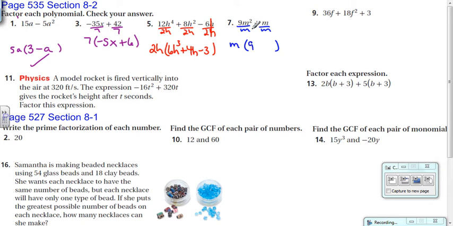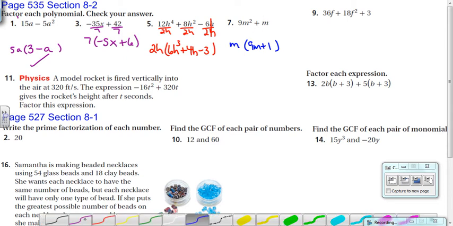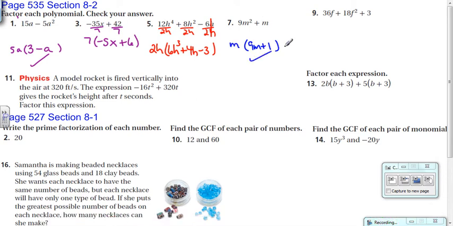M squared divided by m is going to be m to the 2 minus 1, which is m. And a number divided by itself, m divided by m, is 1. So every time you cancel, everything cancels into being 1s. It's just typically we don't write the 1s, but they truly are 1s. So just to double check, if I actually distributed on my answer, would I get back to my problem? So is m times 9m, 9m squared, is m times 1 and m? Yes, so I know it checks.